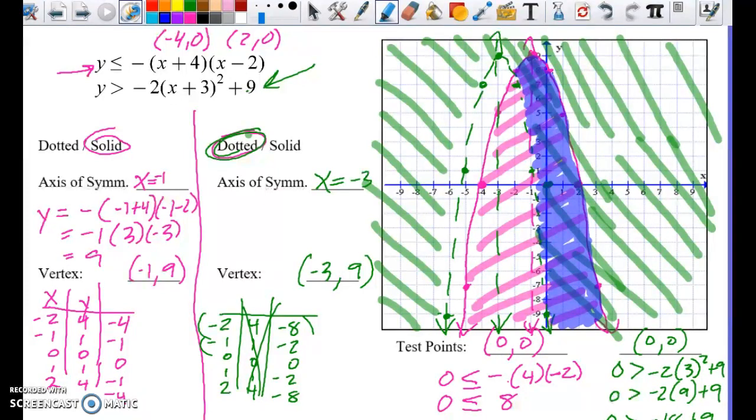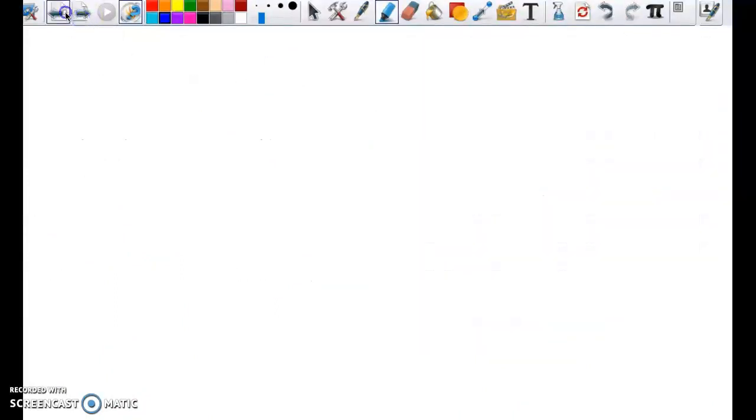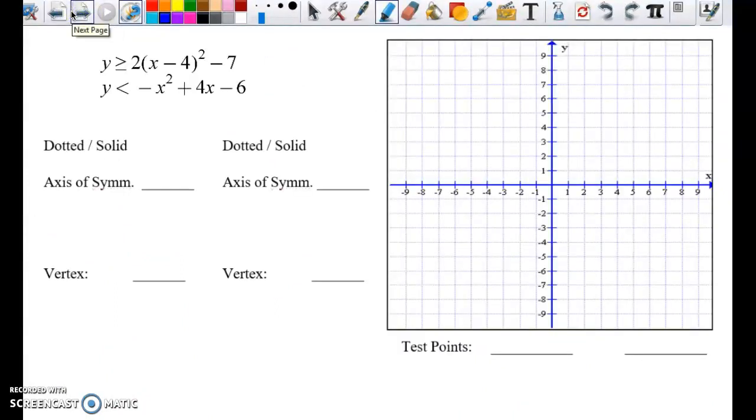We'll talk about the better strategies and how to graph this if you don't have color when we're in class tomorrow. In fact, I'm just going to leave the video at that. We're going to do this example in class just to make sure everybody's on the same page.